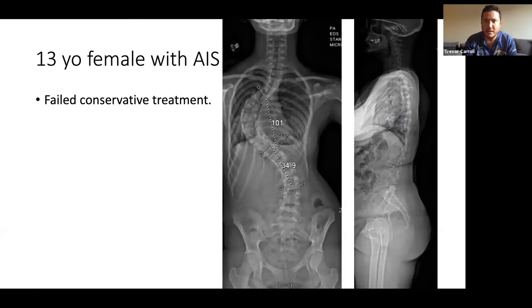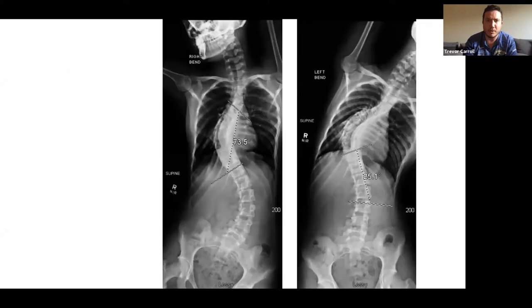So here are her films. She had a 100-degree mid-thoracic curve and like a 34-degree thoracolumbar curve. Here are bending films, so she doesn't straighten out all the way. You can see on the right, she still has a curve on the bottom.